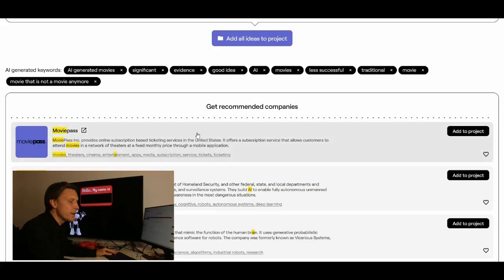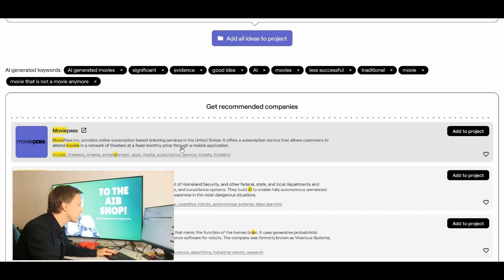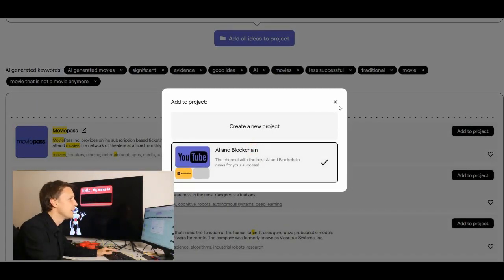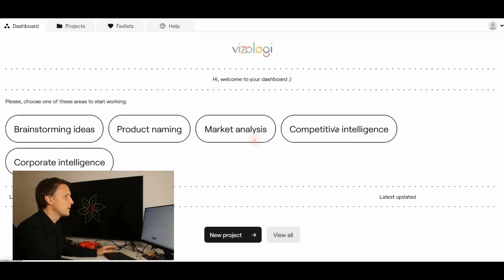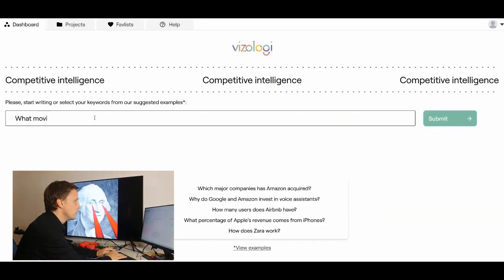But we already find some new companies down here. MoviePass provides online subscription-based ticketing services in the United States. I like that one a lot. Let's add it to the project. Let's do some competitive intelligence. What movie platforms do exist?